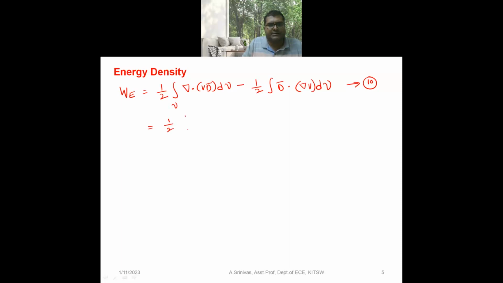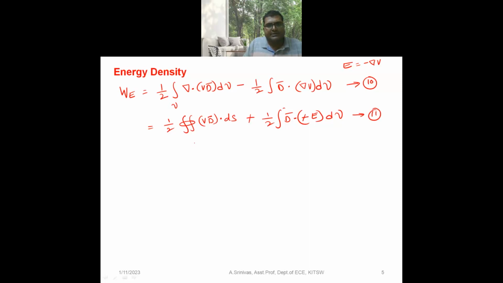This can be written, by applying the divergence theorem, as half into the closed surface integral of V D dot dS minus half into D dot del V. E is equal to minus del V, so this can be replaced by minus V, and the plus minus minus gets cancelled. It will become plus, and let it be equation 11.